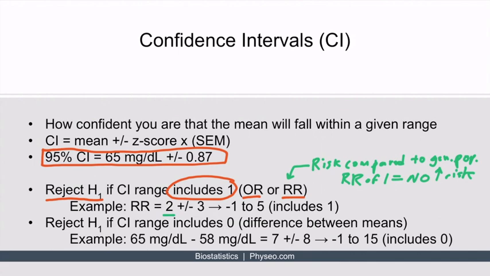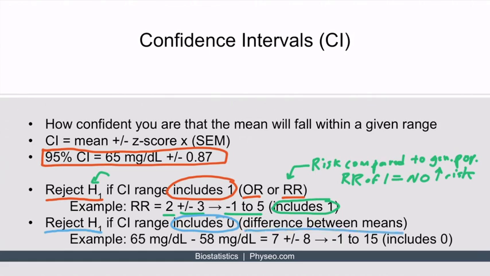So now let's determine if the confidence interval is significant. If your relative risk is 2, but your 95% confidence interval is 2 plus or minus 3, that means your confidence interval ranges from -1 to 5, which includes 1. Thus, you should reject the alternative hypothesis. Remember, this is only because we are dealing with odds ratio and relative risk. The next unique situation in which you may need to reject the alternative hypothesis is if the confidence interval range includes 0. And this is only applicable when you are directly comparing the difference between means.